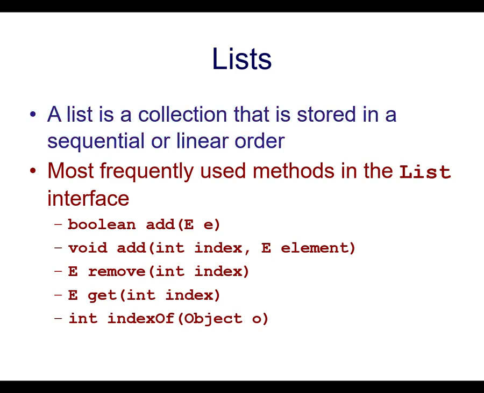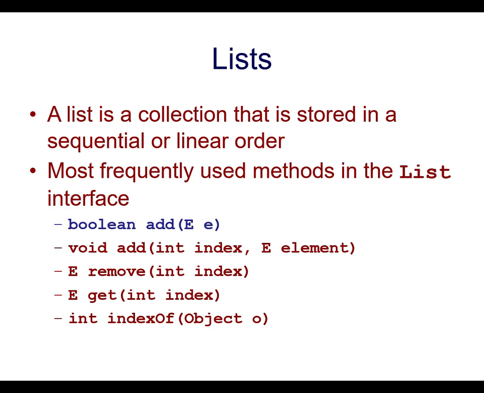A list is a collection that is stored in sequential or linear order. That means a list contains a first element, a second element, and so on. The list interface contains methods that are implemented in both the array list and linked list class. Let's consider some of the most frequently used methods in the list interface. The add method appends the element to the end of the list.